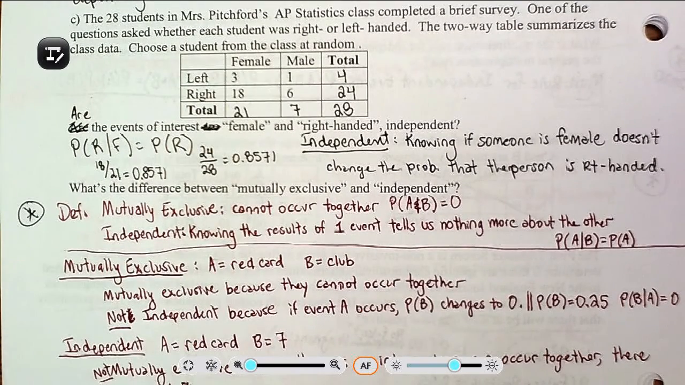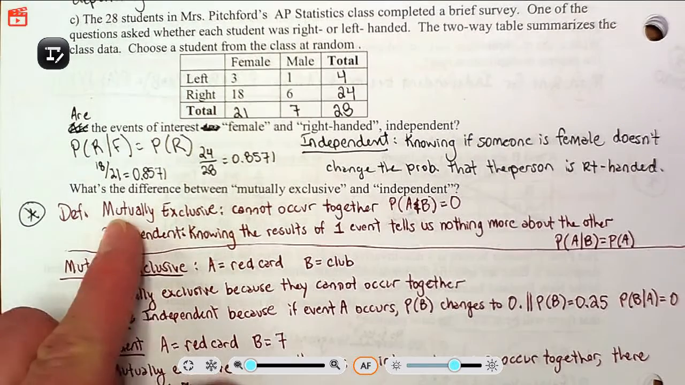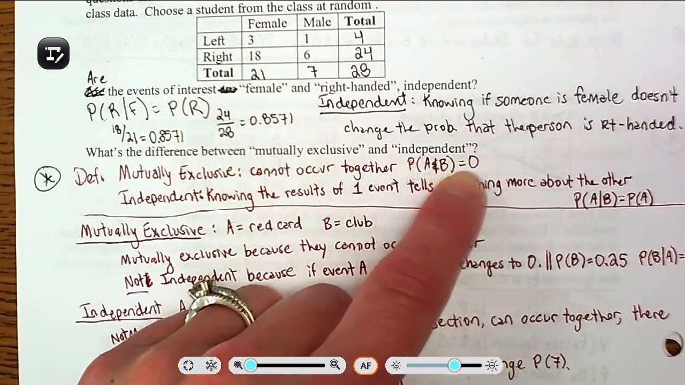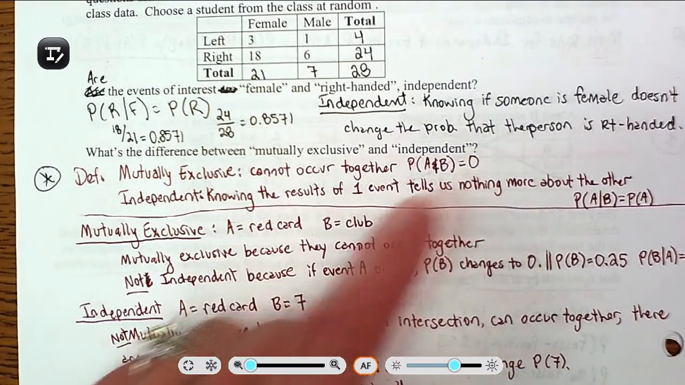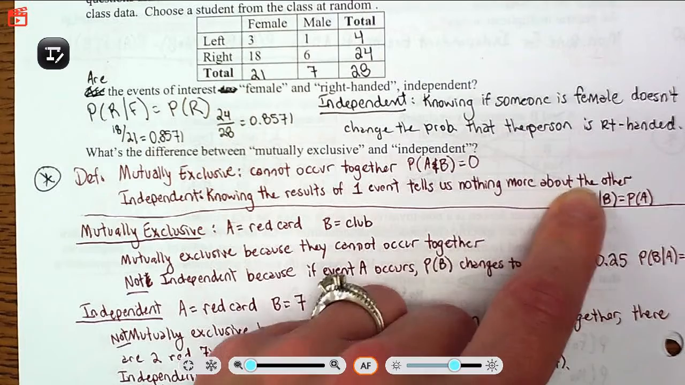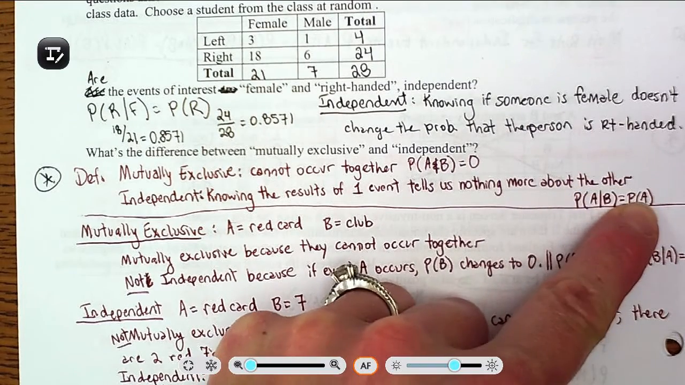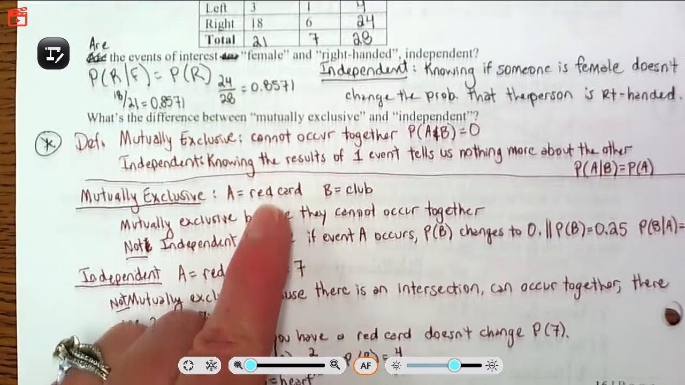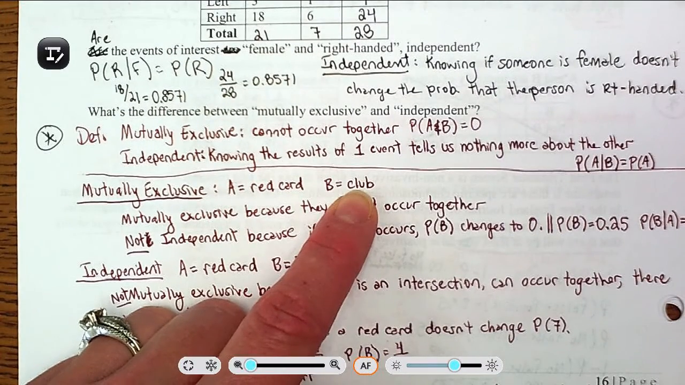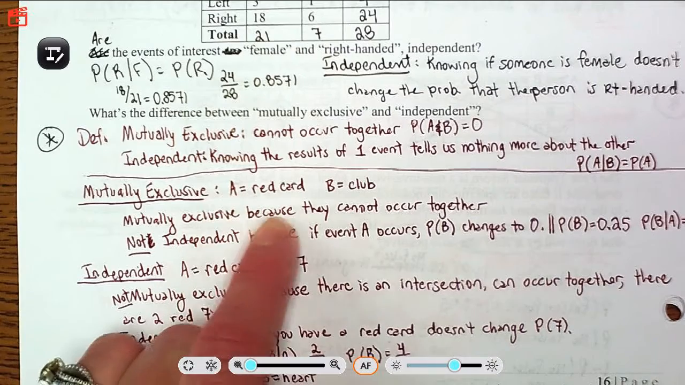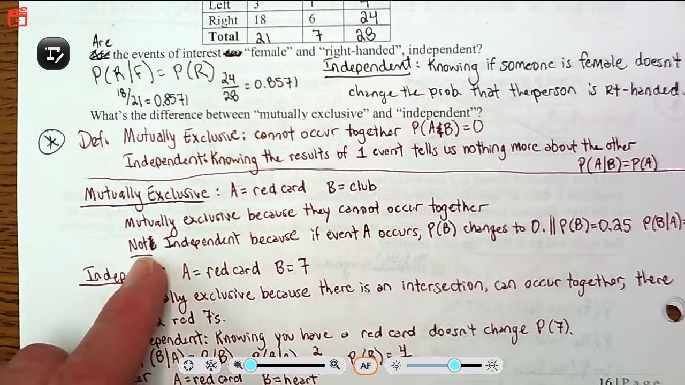What is the difference between mutually exclusive and independent? Okay, so let's go back to the definition. Mutually exclusive means 2 events cannot occur together. So probability of A and B both occurring is 0. But independent means knowing the result of one event tells us nothing more about the other, so therefore they can occur together. So mutually exclusive would be like a red card and a club, because clubs are black cards. These are mutually exclusive because they cannot occur together.